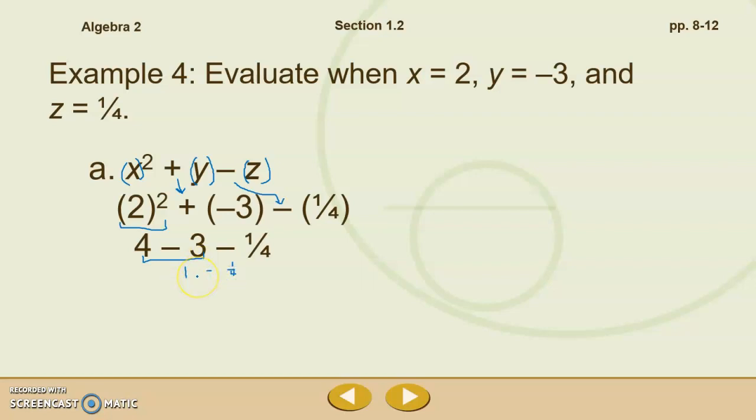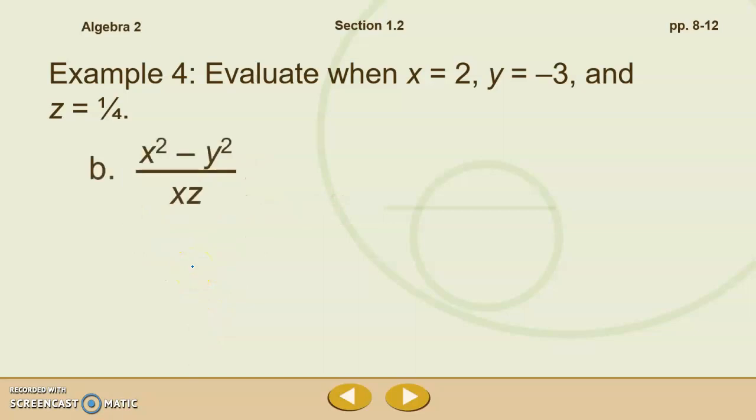And if you don't know how to do that mentally, remember 1 is just the same thing as 4/4. 4/4 minus 1/4 equals 3/4. If you need some help with fractions, make sure you let me know. Let's try a second one here.